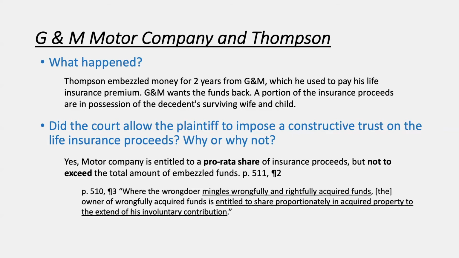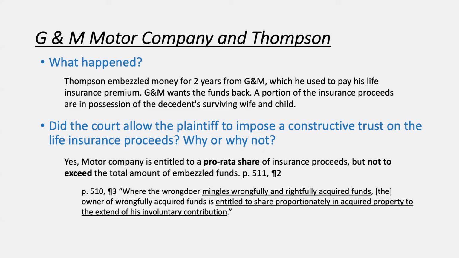Well, on page 510, paragraph 3, the court said where the wrongdoer mingles wrongfully and rightfully acquired funds, the owner of the wrongfully acquired funds is entitled to share proportionally in the acquired property to the extent of his involuntary contribution. So whatever was taken from G&M that was put into the life insurance proceeds, well, G&M should get that pro rata share back, right?